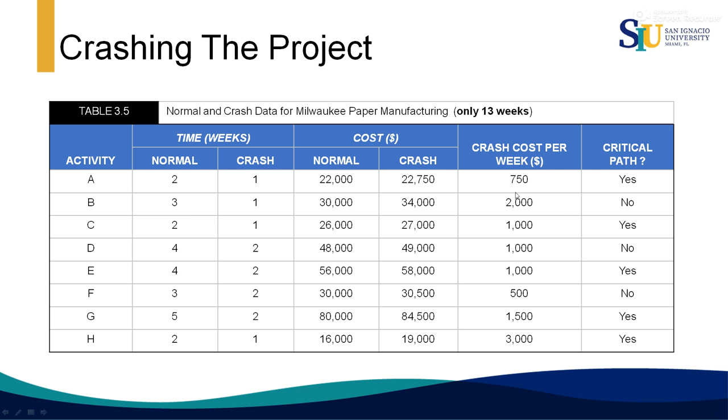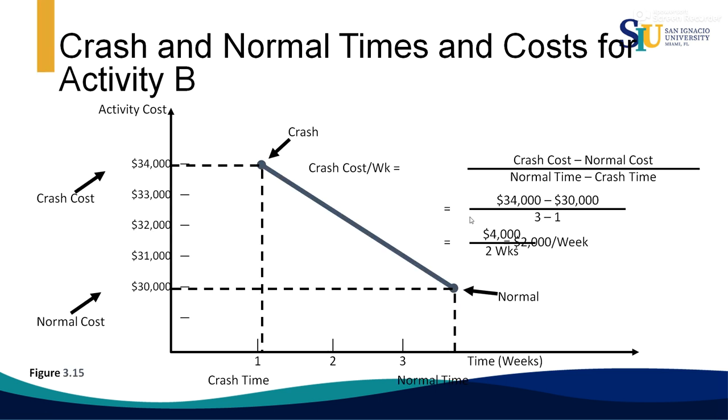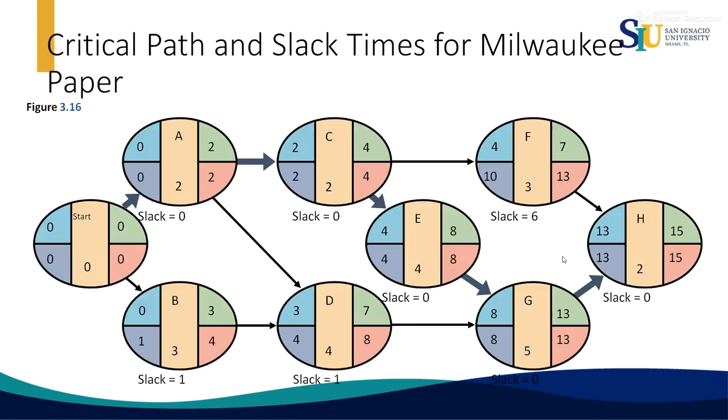Then we are going to crash activity A. We can only crash 1 week. Remember, we need 2 weeks because originally we had 15 weeks. We have to go to 13 weeks. Activity A can only be crashed by 1 week. Then we have to do this in 2 steps. This is the calculation of the crash cost per week. You can review this calculation.